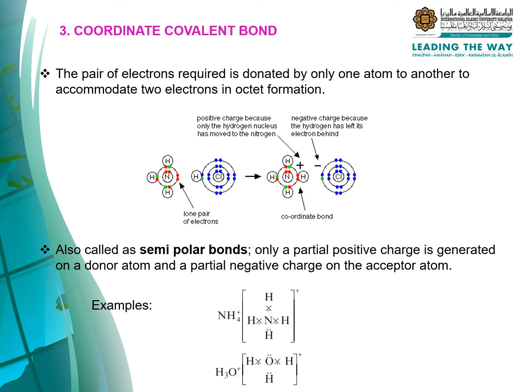Next is the coordinate covalent bond. In the coordinate covalent bond, the pair of electrons required for the bond formation is donated by only one atom to another that can accommodate 2 electrons in octet formation. These bonds are also called semipolar bonds, because a partial positive charge is generated on the donor atom and a partial negative charge on the acceptor atom. Examples are the ammonium ion and the hydronium ion.